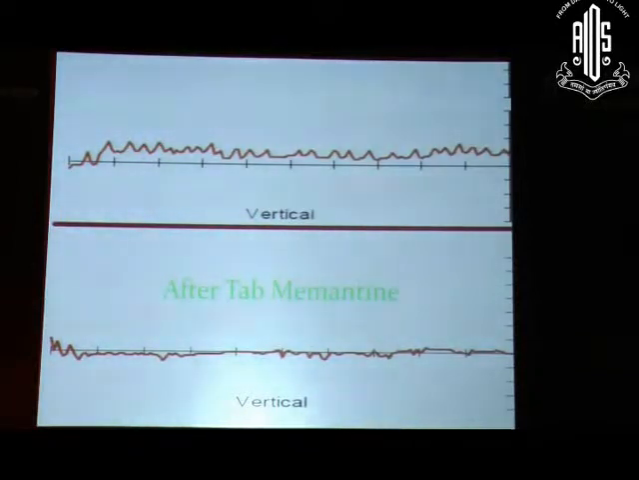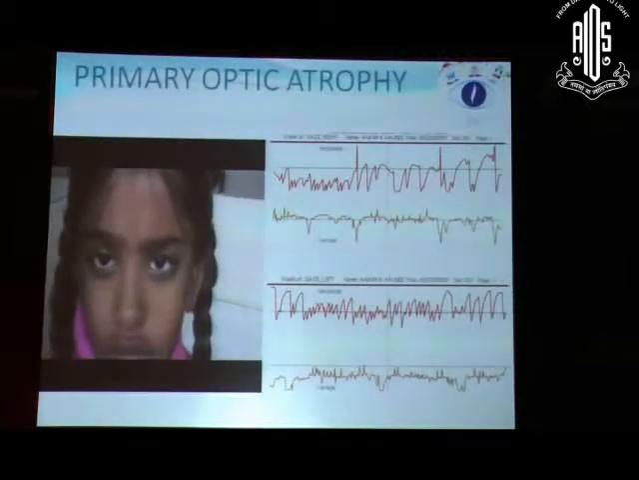However, the patient may or may not be able to appreciate the improvement that is taking place unless you really increase the dose of memantine and give a high dose of memantine for these patients.